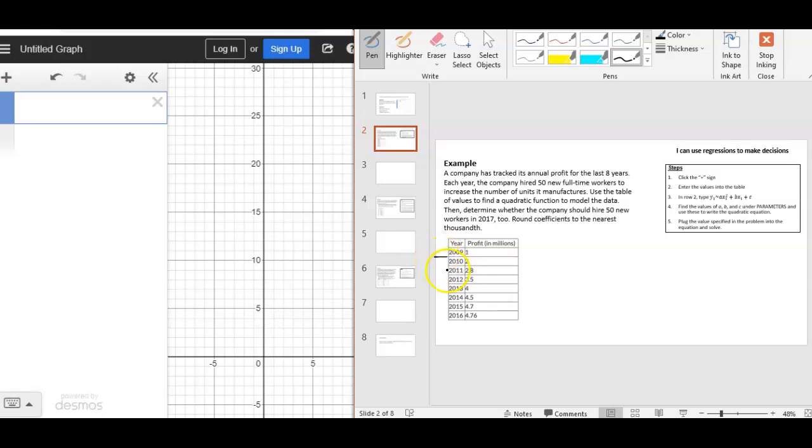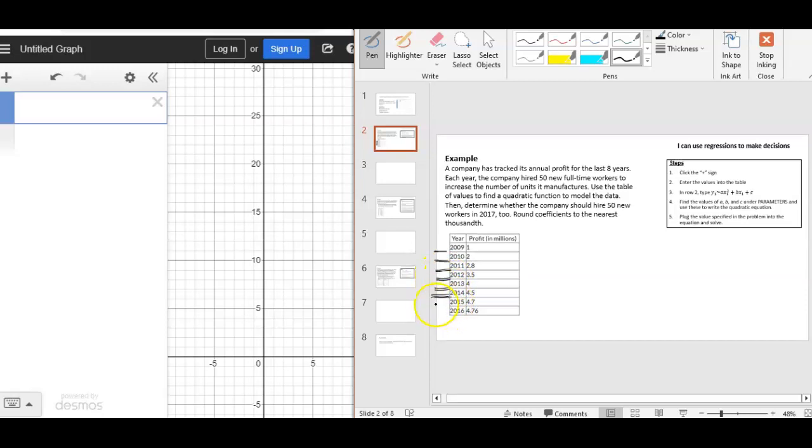So what I'm going to do is turn these years into the number of years since 2009. We're going to use 2009 as our frame of reference, and then I'm going to turn all these values into how many years it's been since 2009. So the first, 2009, obviously is going to be 0. 2010 is 1 year after 2009. 2011 is 2 years. 2012 is 3 years. 2013 is 4 years. 2014 is 5. 2015 is 6. And 2016 is 7.